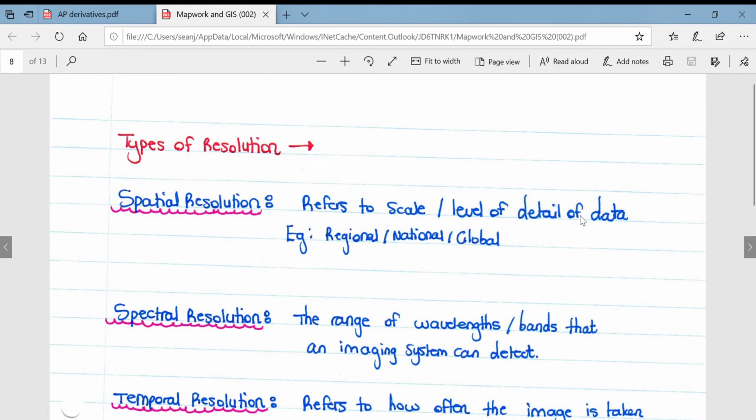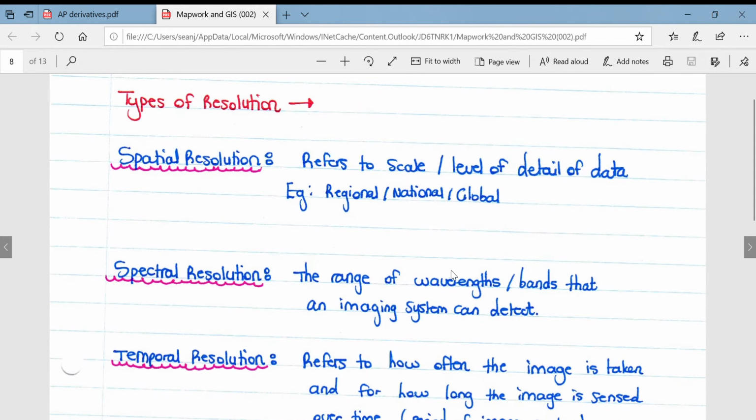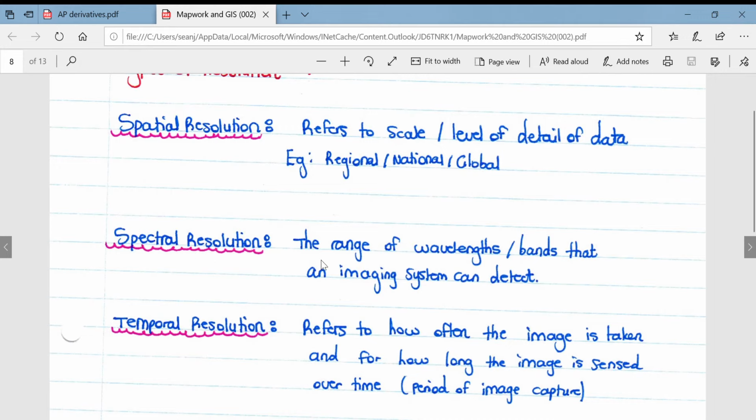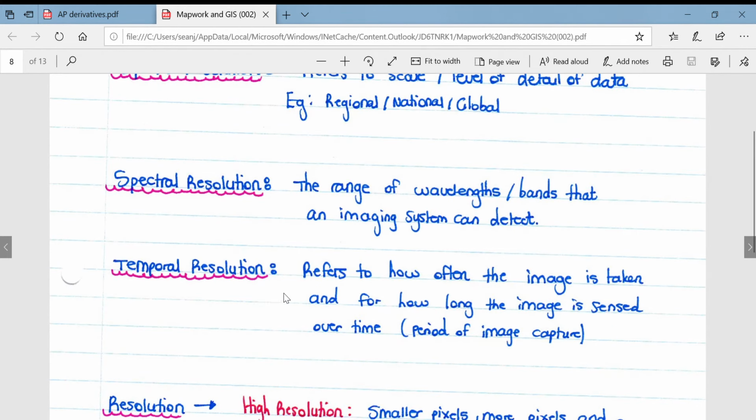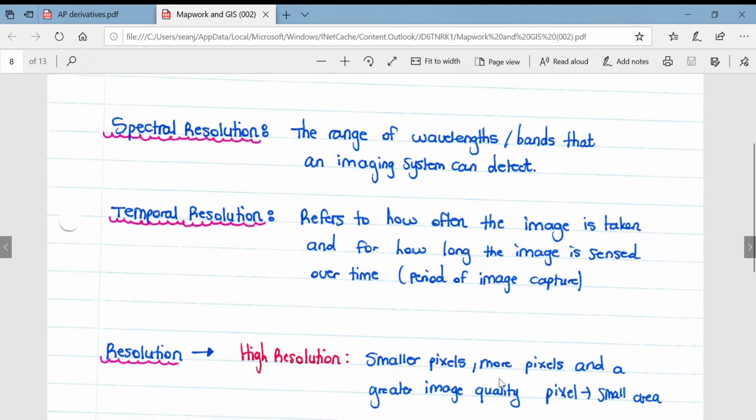Then if we go on to types of resolution, spatial resolution refers to the scale or level of detail of the data, i.e. is it regional, national or global. Spectral resolution refers to the range of wavelengths or bands that an imaging system can detect. Temporal resolution refers to how often the image is taken and for how long the image is sensed over time. It's the period of image capture.